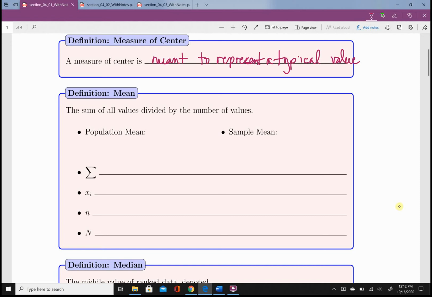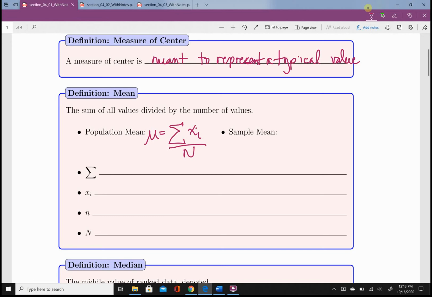The population mean is represented by the Greek letter mu, and it is the sum of all of the data points divided by, excuse me, let's get rid of that last line. It's not quite in the right position. Okay, so you sum up all of the data points and then you divide by the entire population size.